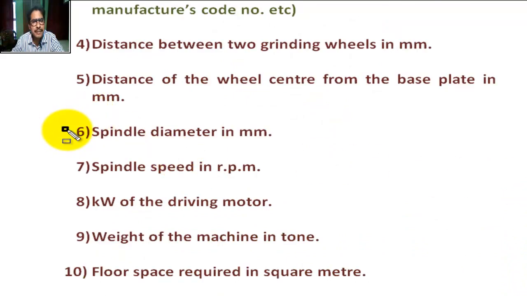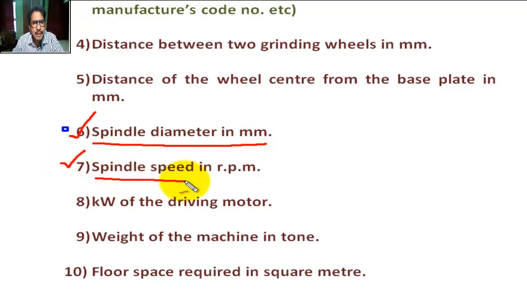Number 6, spindle diameter in millimeter. What is the diameter of the spindle in millimeter? Number 7, spindle speed in RPM, revolutions per minute. Number 8, kilowatt means power of the driving motor. Okay.